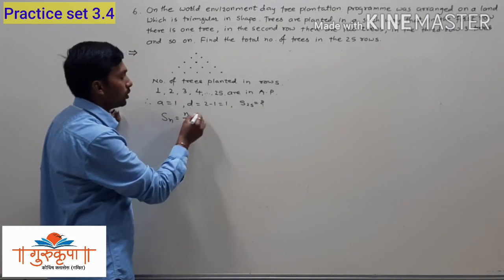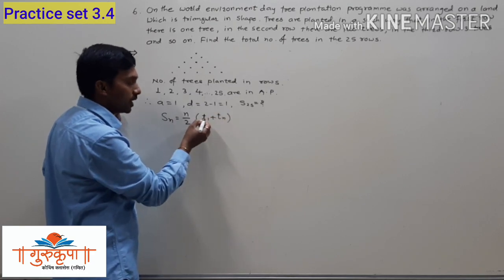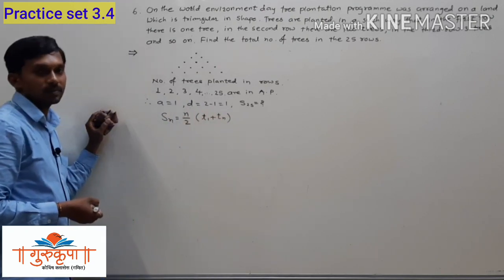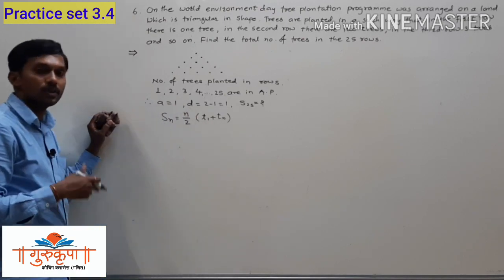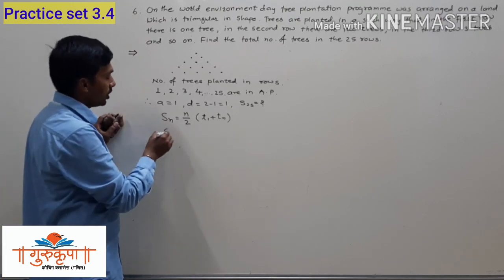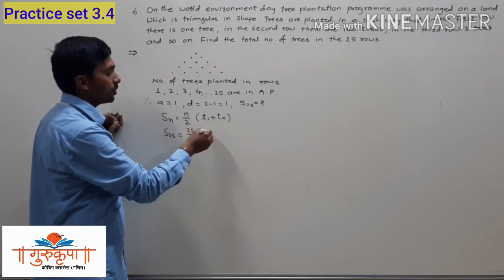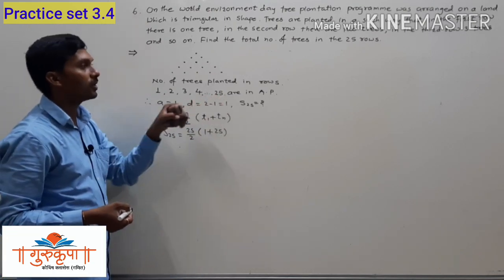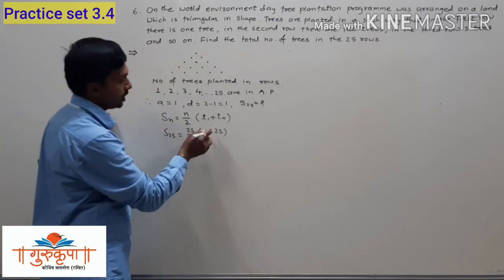Sn is equal to n upon 2 into the bracket T1 plus Tn, or simply you can write a plus l. a is the first term and l is the last term, or you can use the regular formula, that is n by 2 into the bracket 2a plus n minus 1 into d. We will get the same answer. The answer is not going to change. So here S25 is equal to 25 divided by 2 into the bracket T1 is 1 plus Tn is 25. That is the last term of the AP is 25. Since there are 25 rows, there are 25 trees in the 25th row. So we have last term 25.